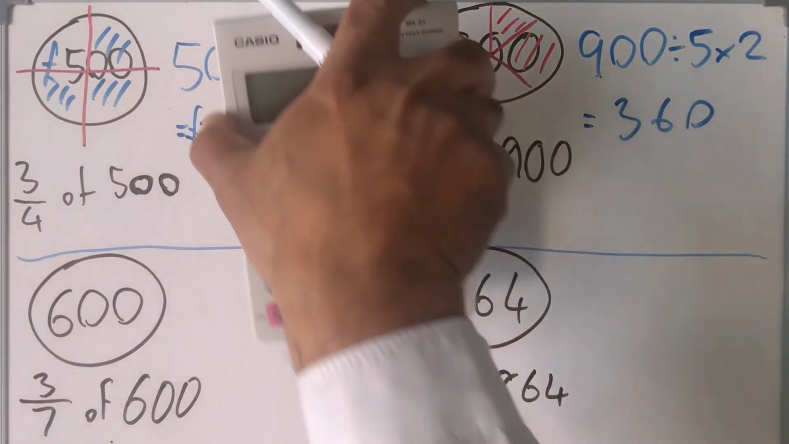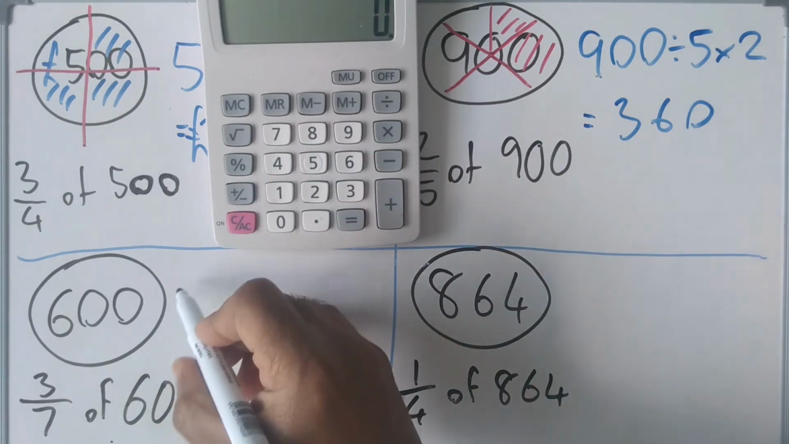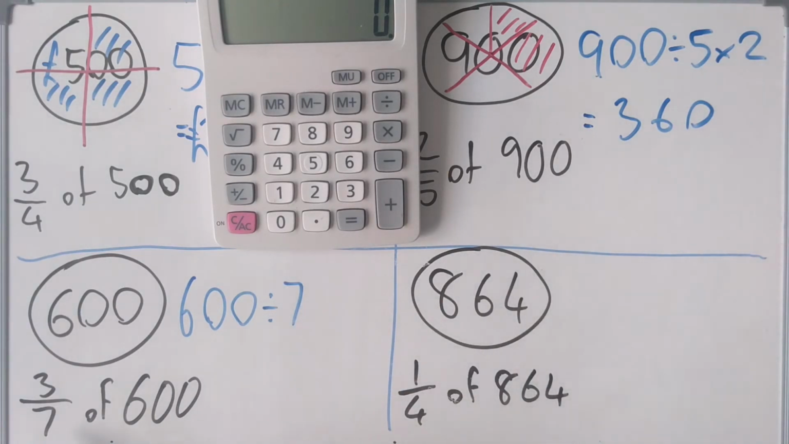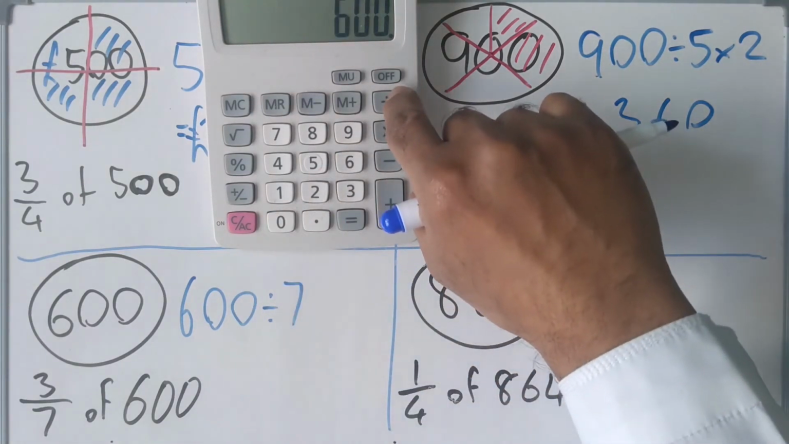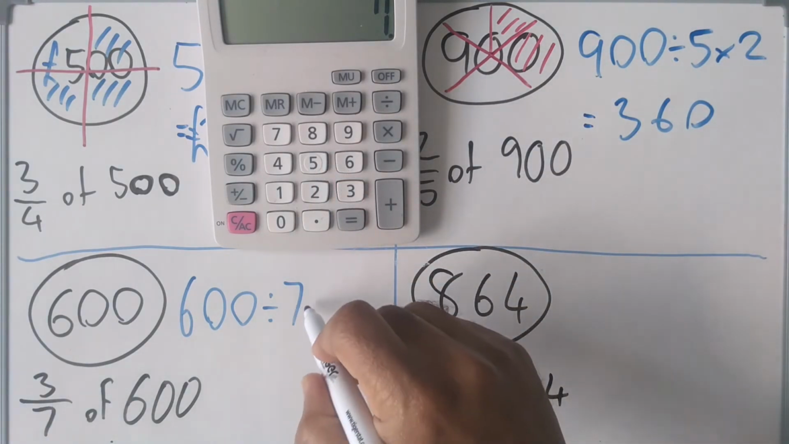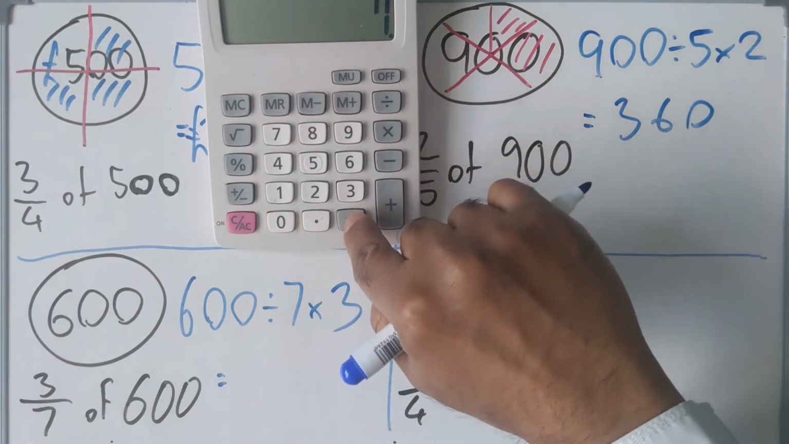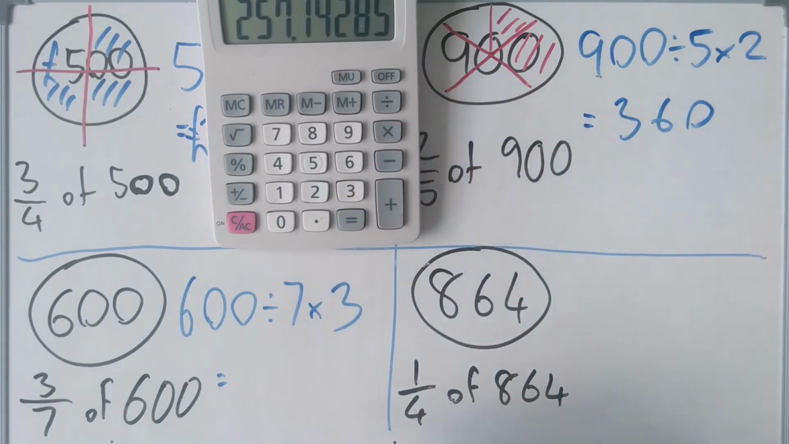Look at the third example, we need to work out 3/7 of 600. So to find 1/7 of 600, I would do 600 divided by 7. But we don't want to find 1/7, we want to find 3/7. So we're going to do 600 divided by 7, and then times by 3. So 600 divided by 7 is 85.714, times 3, 257.14285.